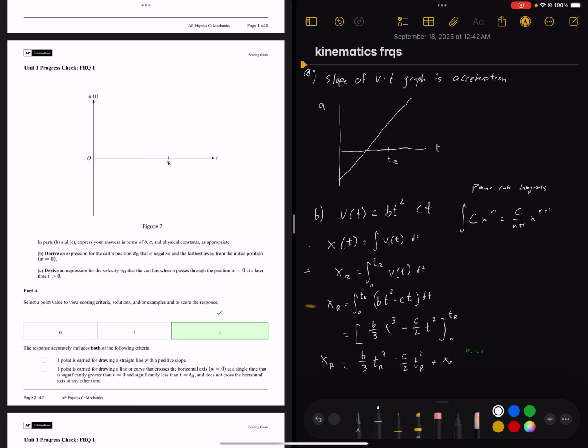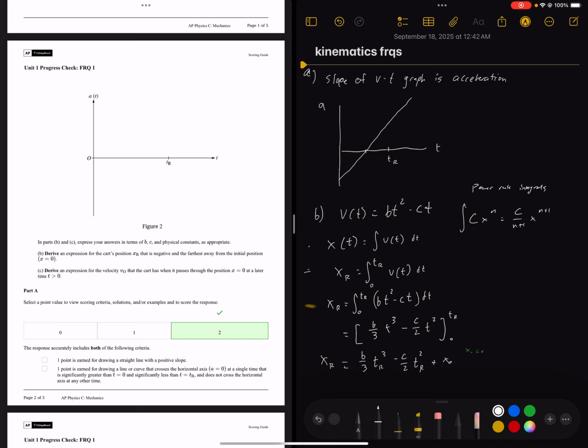A simple example: if you're integrating 2x squared, you increase the exponent by 1, so it's going to be x cubed, and then you divide the coefficient by n plus 1, so it'd be 2 over 3 times x cubed. That's the integral of 2x squared: 2 over 3 x cubed.